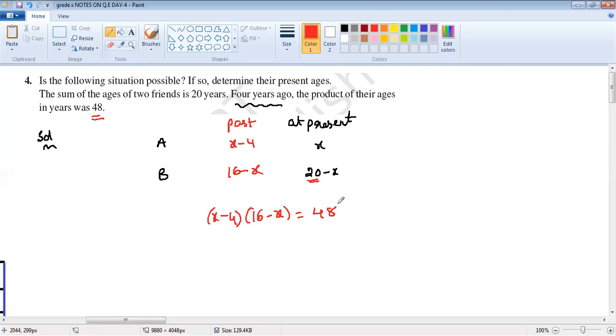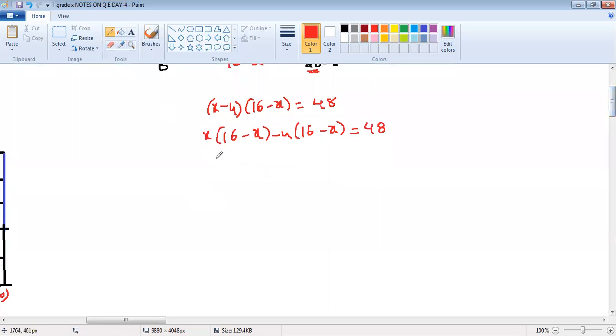I have got minus 48. No, I want the equation. First, you have to open the brackets, right? x minus 4 into 16 minus x, which is equal to 48. Then open the bracket: x into 16, 16x, minus x squared, minus 64 plus 4x, which is equal to 48. Then 16x plus 4x, 20x, minus x squared minus 64, equals 48.